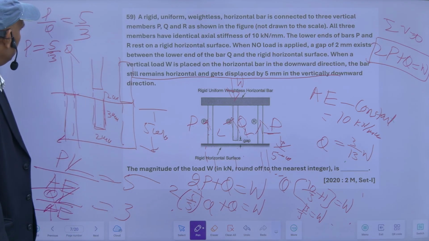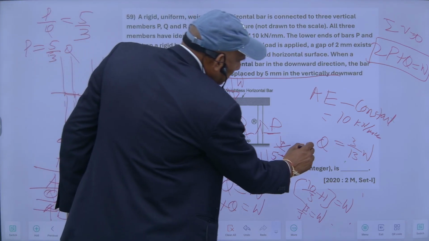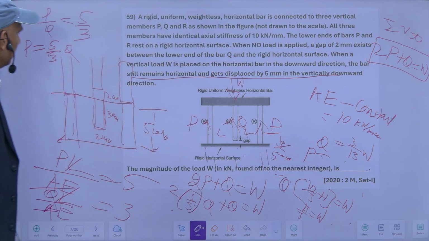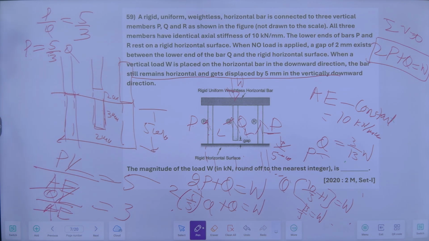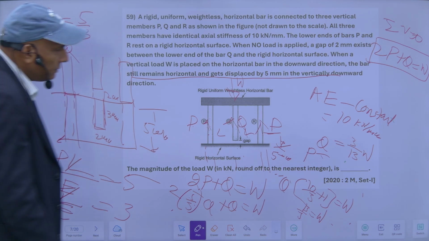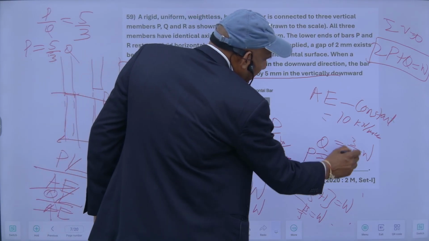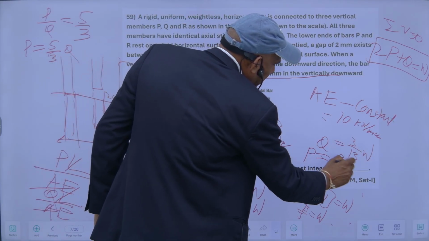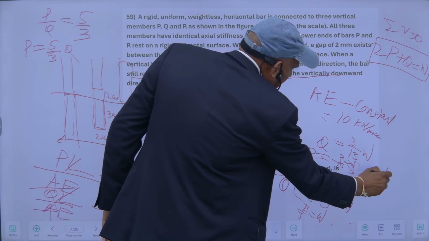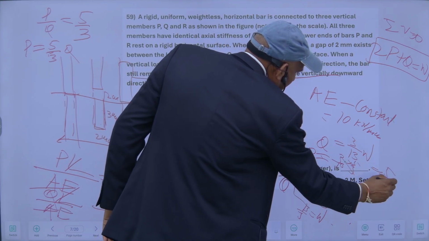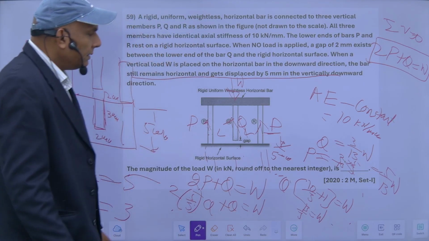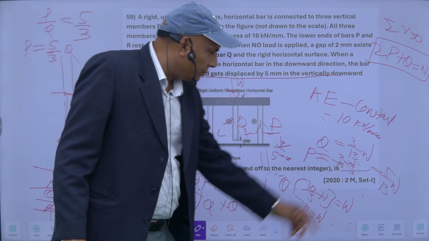P is equal to 5 by 3 of this one. So 5 by 3 of this one is equal to 5 by 13. So this is the value of P. This is the value of Q.